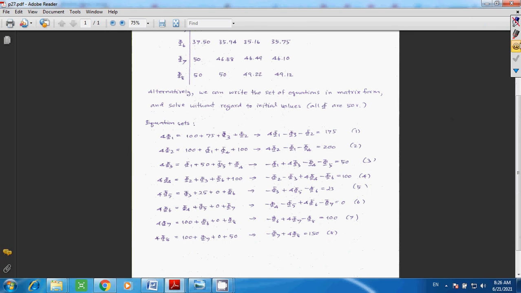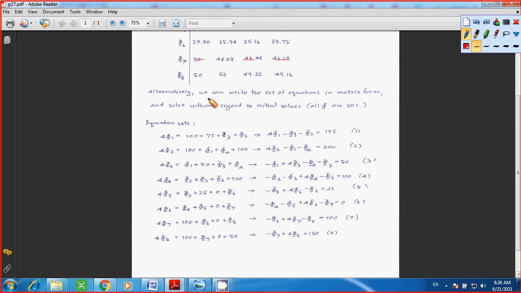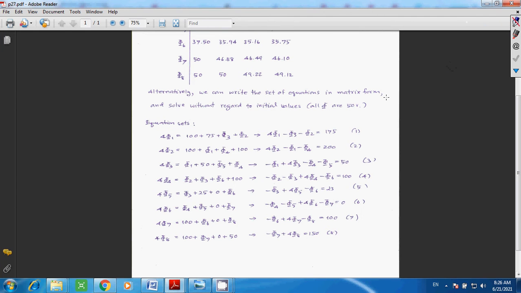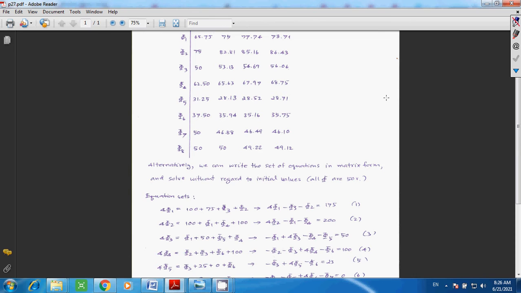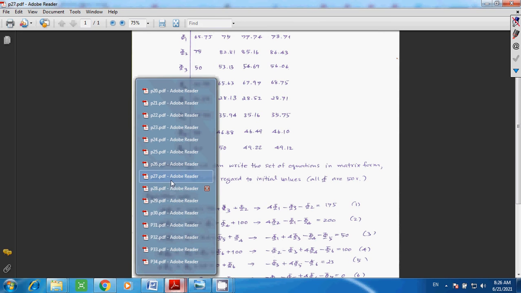Now, alternately, we can also write a set of equations in matrix form, without regards to initial value, or we assume that our potential are 50 volts. So you need to set equation. That's straightforward. Let's get back to the previous page.